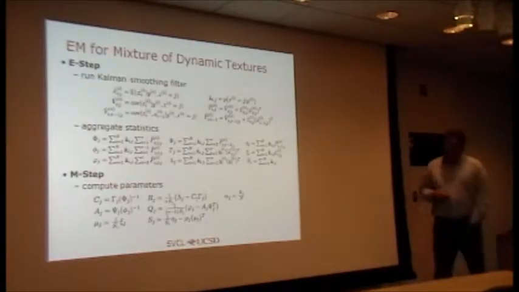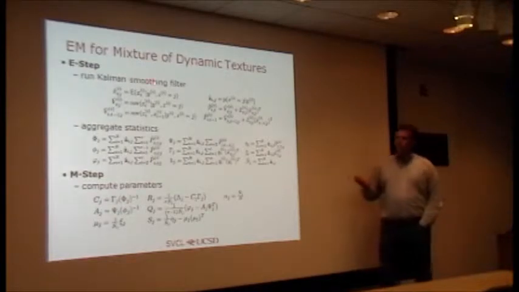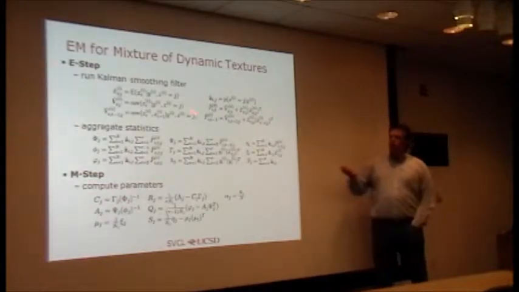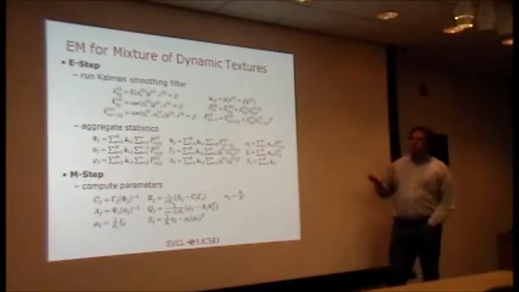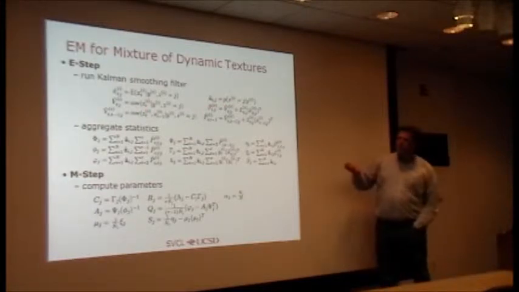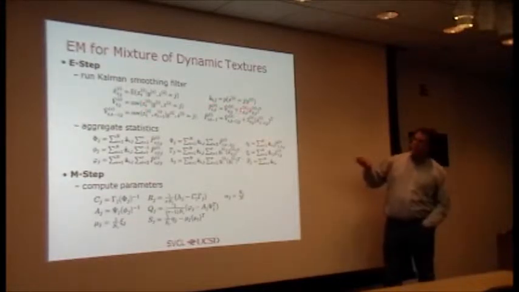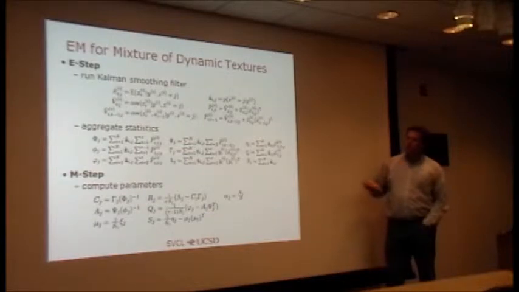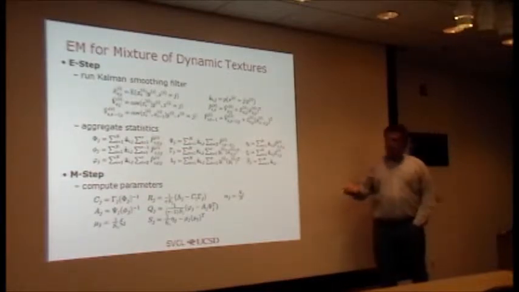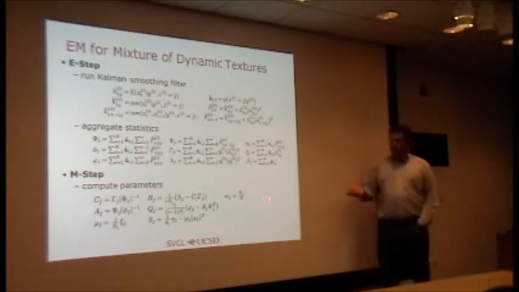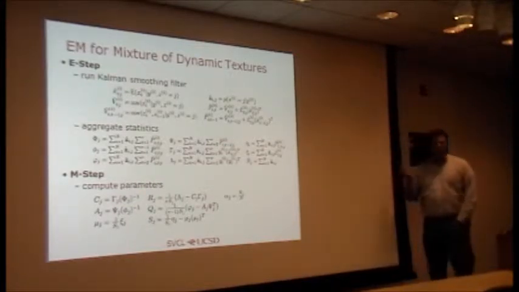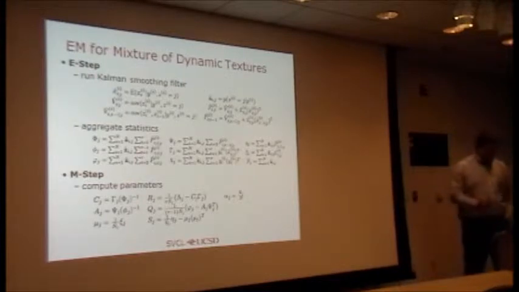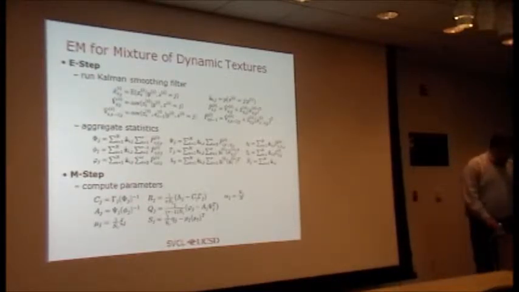And in this case, it boils down, the expectation step. We basically have to run a Kalman smoothing filter to collect some expectations and covariances, and from those we derive some statistics, and then in the M step, all the parameters of the model get updated based on those statistics. I'm not going to go over this in detail because it's sort of technical.